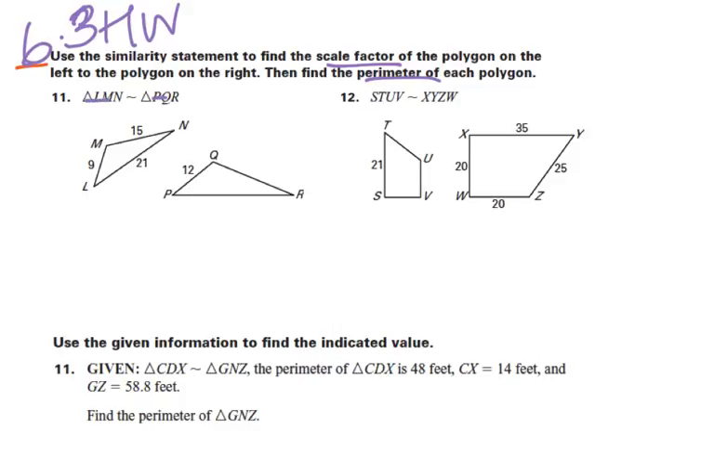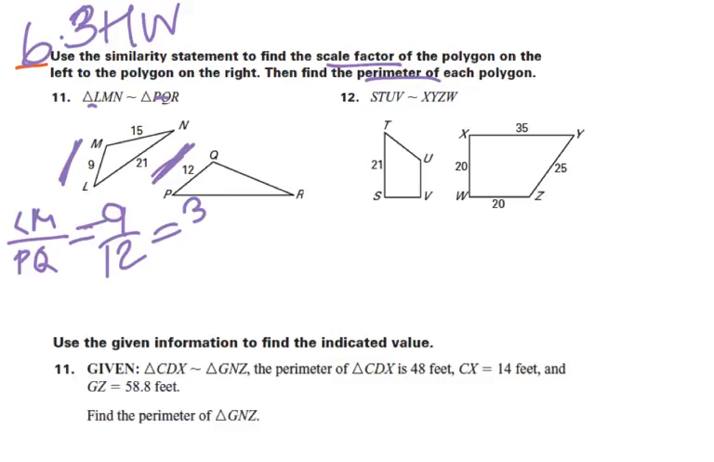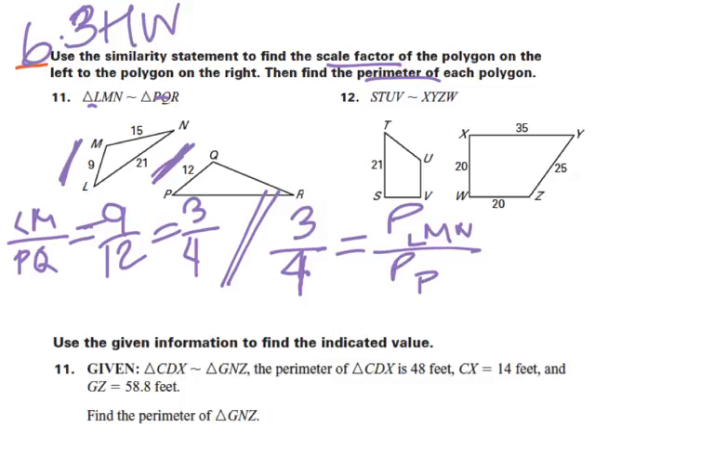So let's find the scale factor. LM corresponds to PQ based on this similarity statement here. So LM over PQ is 9 over 12, and that's the same as my scale factor, which is 3 over 4. Now that we know the scale factor, we can set up a ratio. We can say the scale factor, or the side lengths, which were 9 over 4, those are equal to the perimeter of LMN over the perimeter of PQR. Do we know the perimeter of LMN? LMN, we have all the side lengths. We can add them up to get the perimeter. 21 plus 9 is 30, plus 15. The perimeter of that is 45.